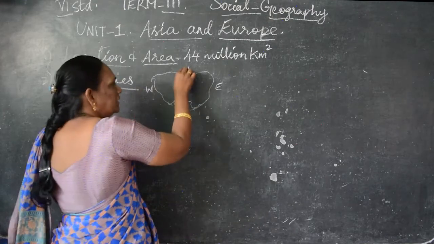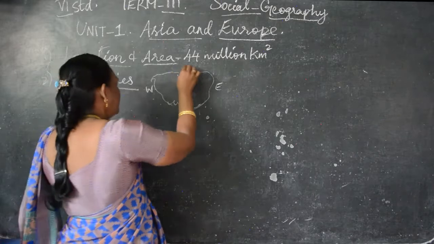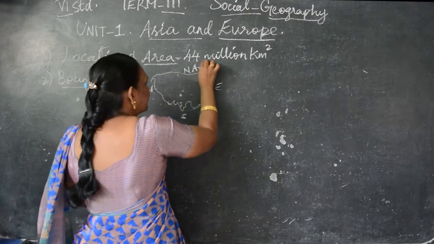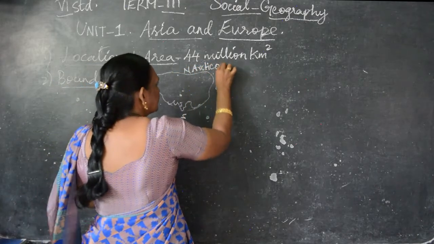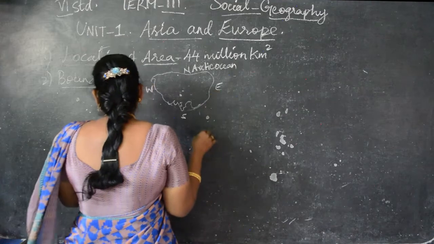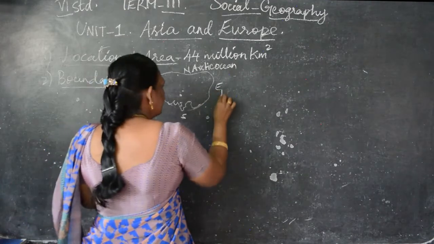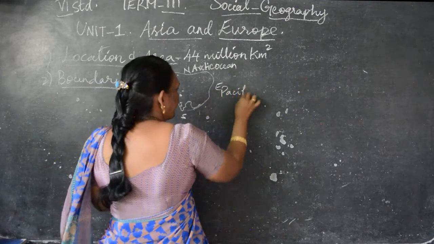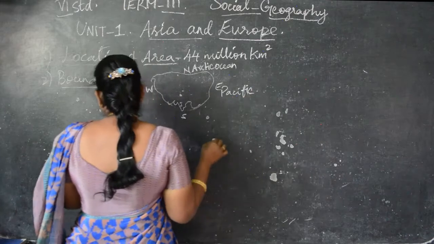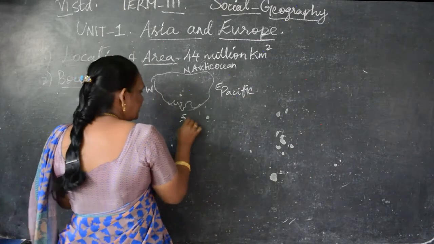So in Asia, in the north we have the Arctic Ocean, and the Pacific Ocean in the east, and the Indian Ocean in the south.